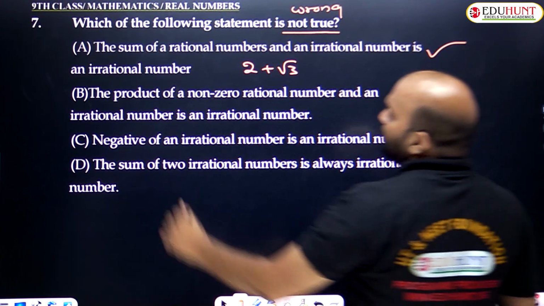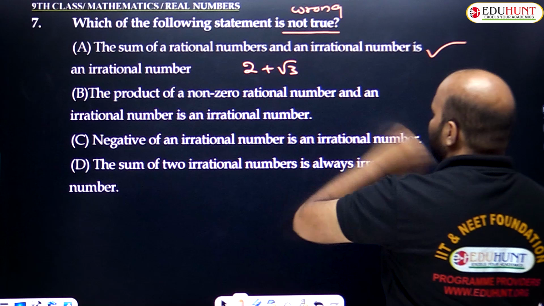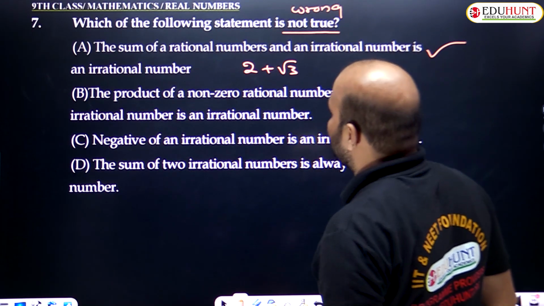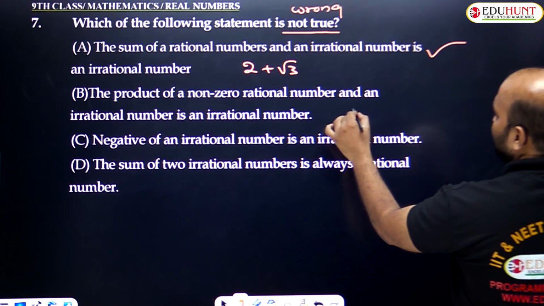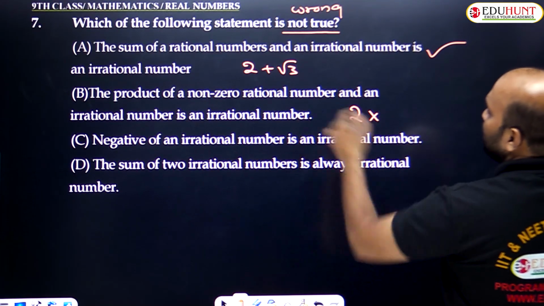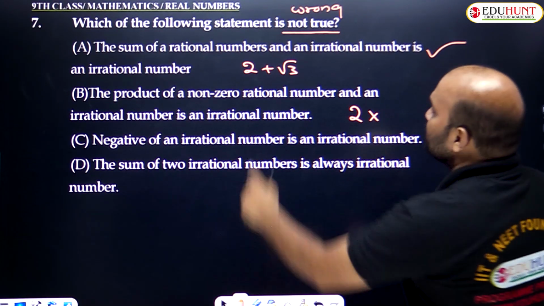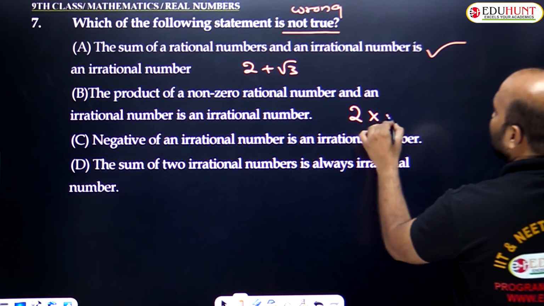Next, B: the product of a non-zero rational number and an irrational number is an irrational number. So for the product of a non-zero rational number, I have taken 2, into a non-zero irrational number, I have taken root 2.